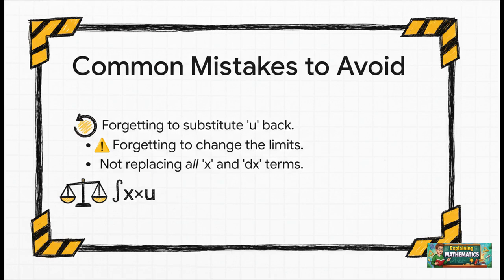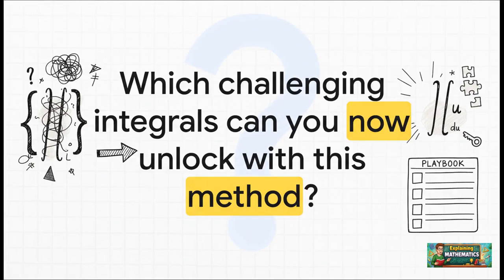Forgetting to substitute back in, or, this is a big one, forgetting to change the limits in definite integrals are the most common mistakes. The best way to avoid them is just to be systematic. Run through your 5-step playbook and double-check this list every single time. We started this with a problem that looked pretty much impossible, and we saw how we could turn it into something simple. You now have the playbook to do that yourself.